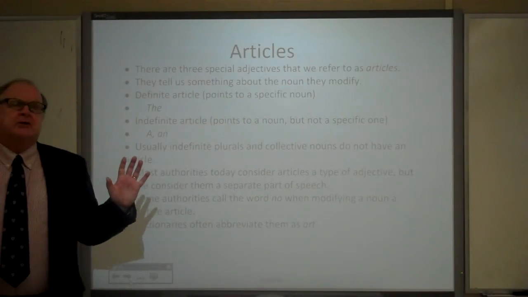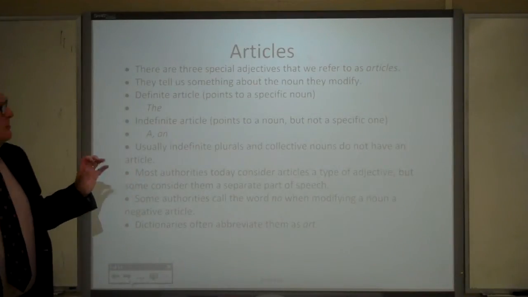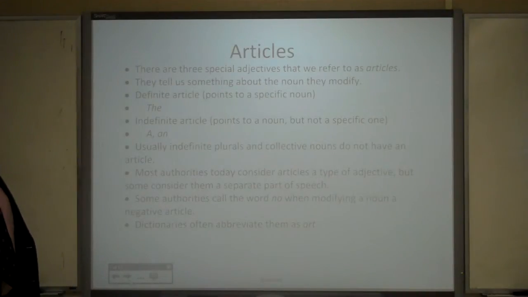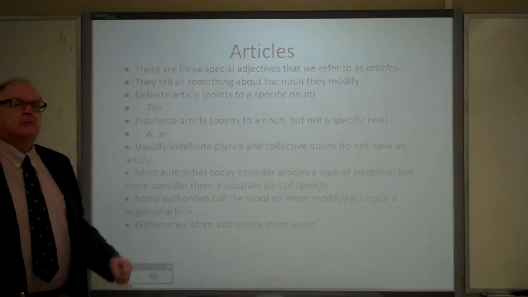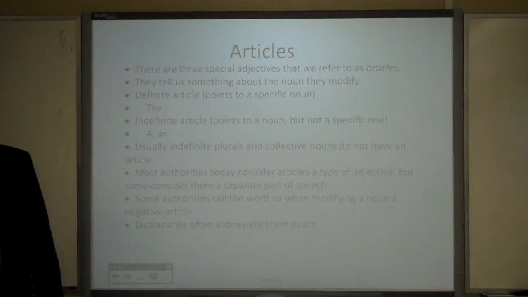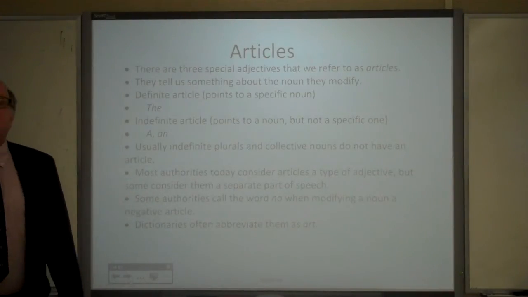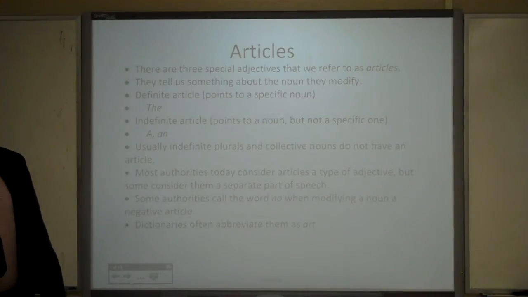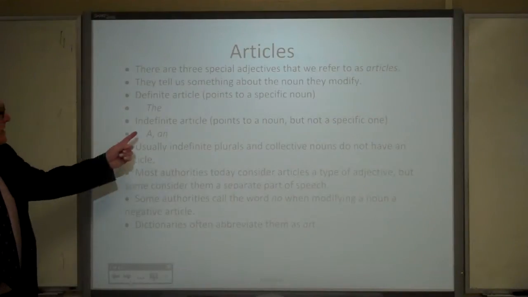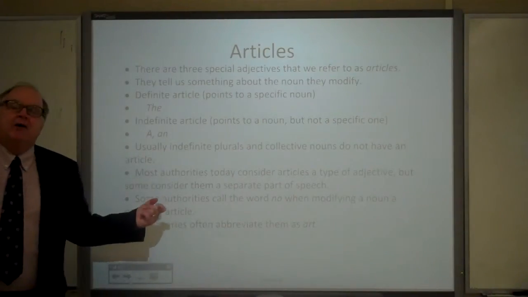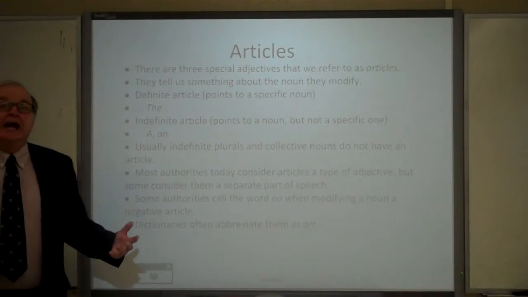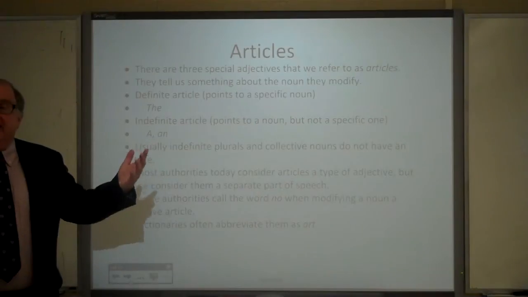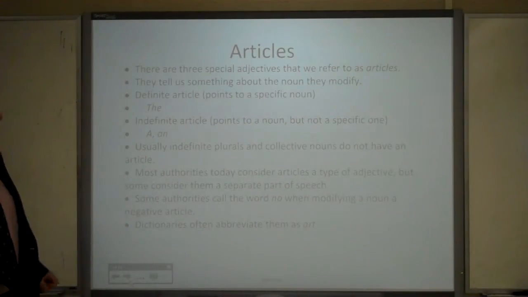Now, there are three special adjectives we sometimes refer to as articles. And they tell us something about the noun they modify. There's one definite article, and that's the word the, and that points to a specific noun. If I say the boy, I'm talking about a specific boy. An indefinite article points to a noun, but not a specific noun. If I say a boy, it could be anyone. It could be someone I don't know. It could be just any random boy.